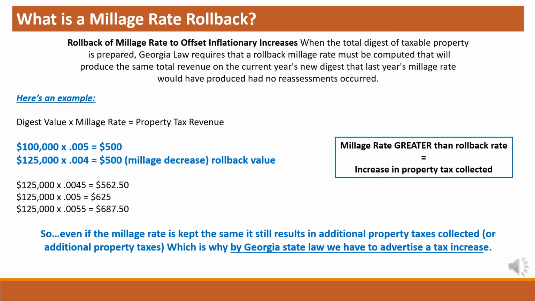Here's an example. If we have a property value of $100,000 with a millage rate of 5, the total tax revenue is $500. If that property appreciates to $125,000, in order to keep the same total tax revenue, the millage rate would have to be rolled back or decreased to 4 mills. So, even if the millage rate is kept the same, it still results in additional property taxes collected, which is why by Georgia state law, we have to advertise a tax increase.